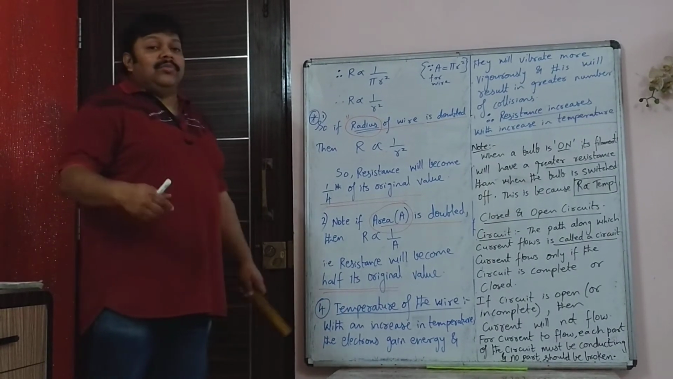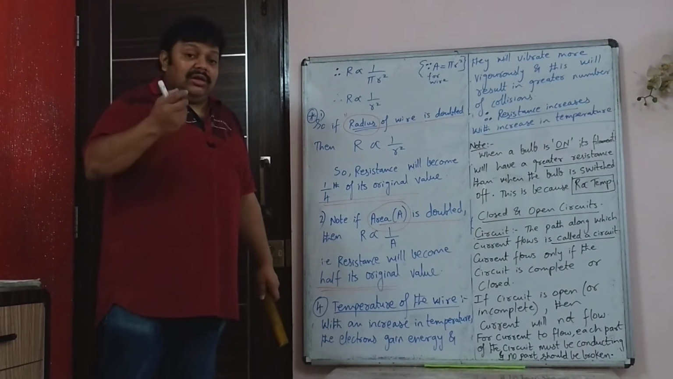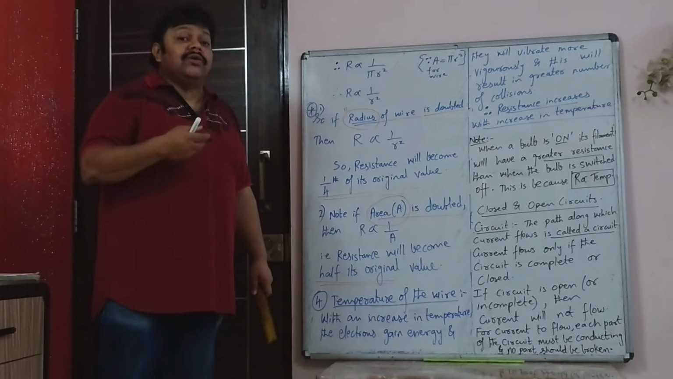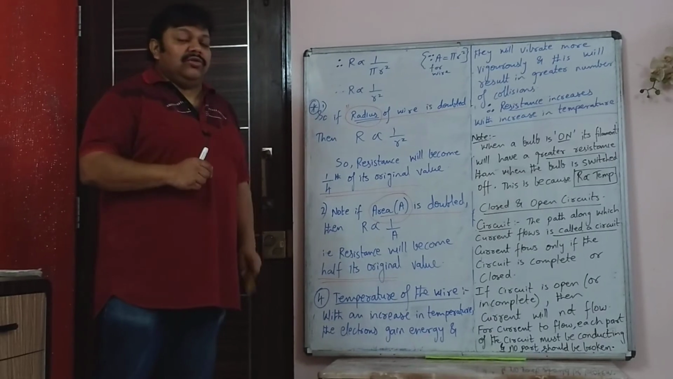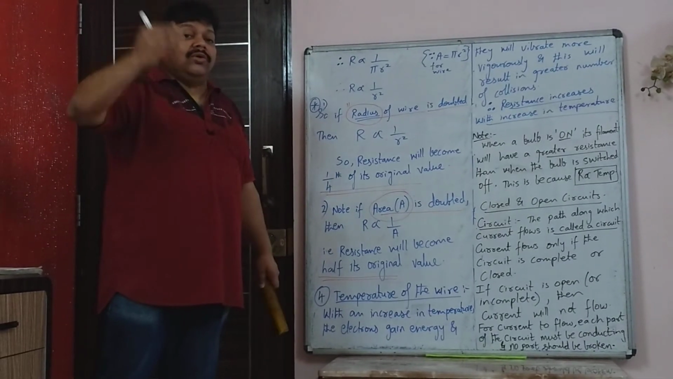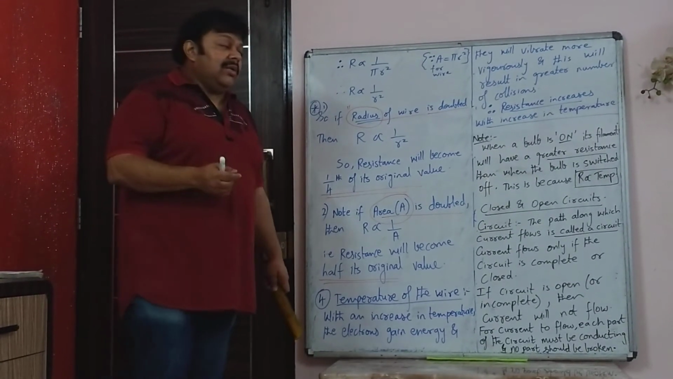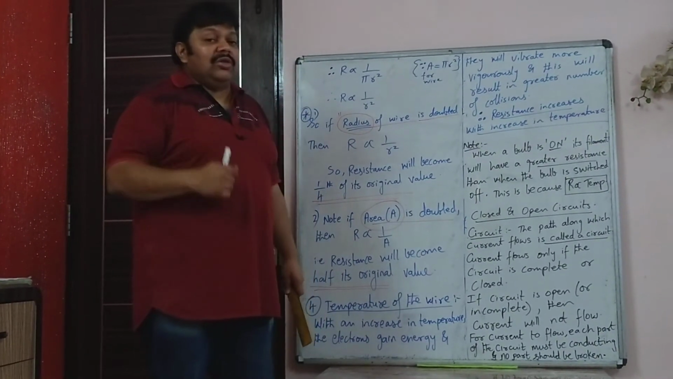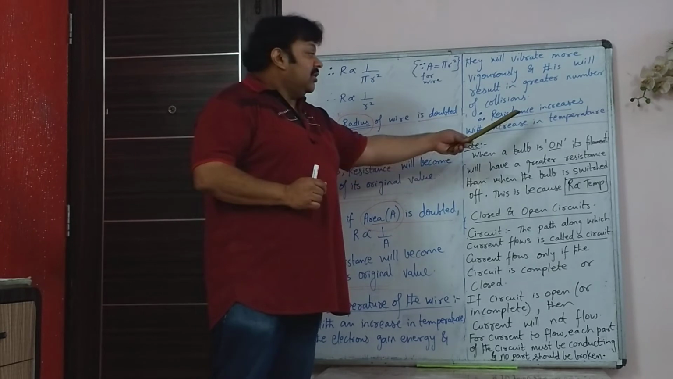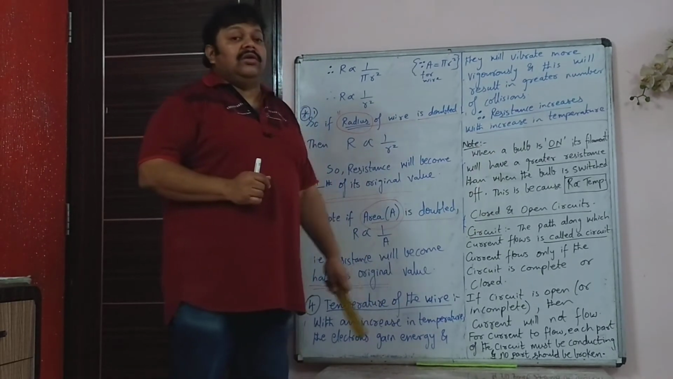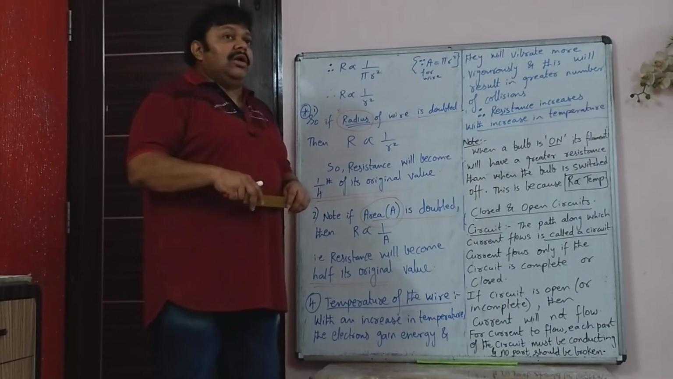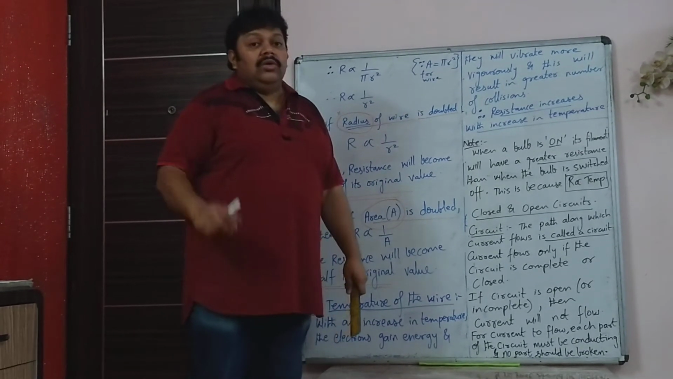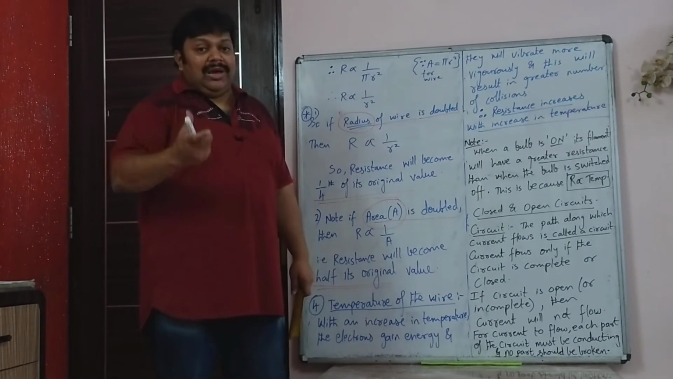With increase in temperature, the electrons or the ions in the wire gain heat energy, so they will vibrate more vigorously, and due to the vibrations there will be more collisions, and more collisions means greater resistance. So resistance increases with increase in temperature. So they may not ask you directly what are the factors, but instead they may ask you, a bulb is on.